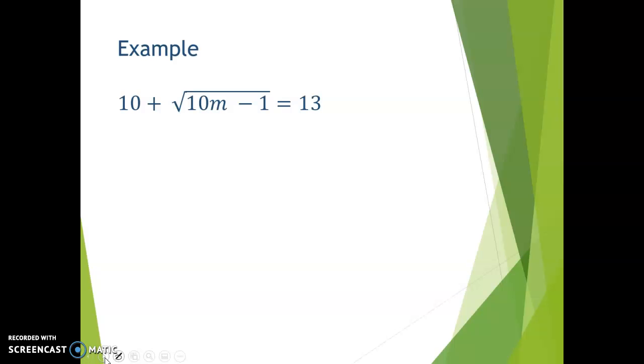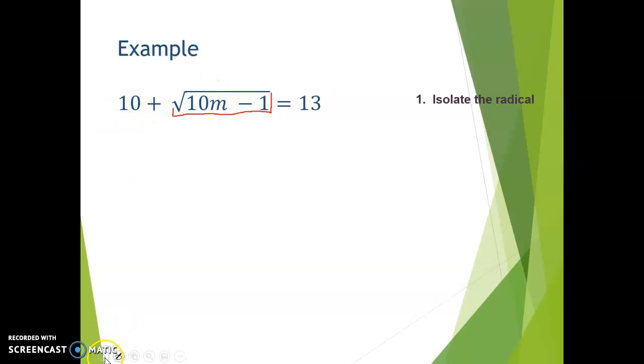10 plus the square root of 10m minus 1 equals 13. Our first step, we said, is to isolate the radical. And the radical is everything under that root symbol. Make sure you get everything under that root symbol. It's not just the 10 or the 10m, it's the 10m minus 1. We want to get that by itself, which means we need to get rid of this 10.